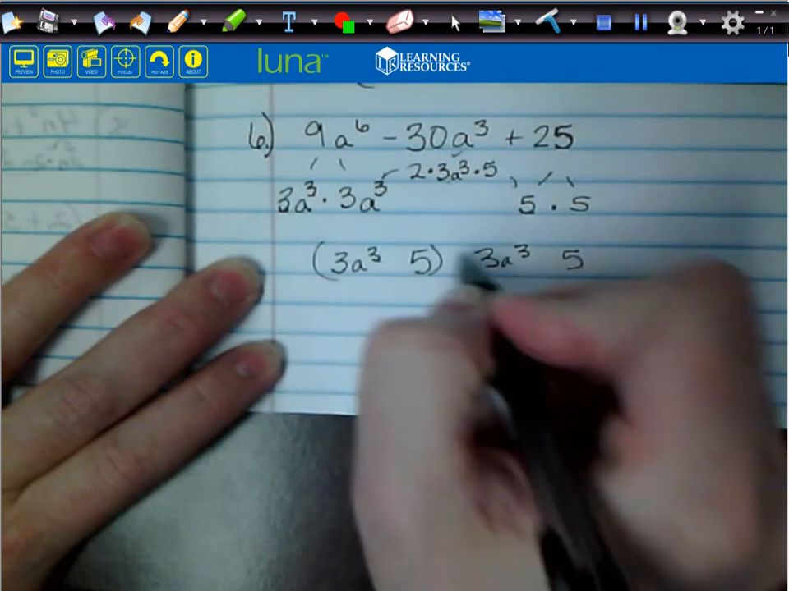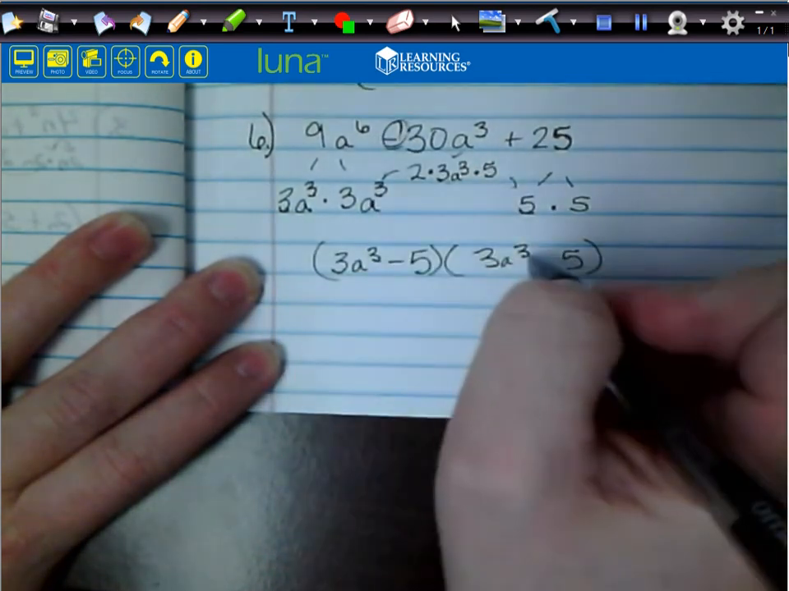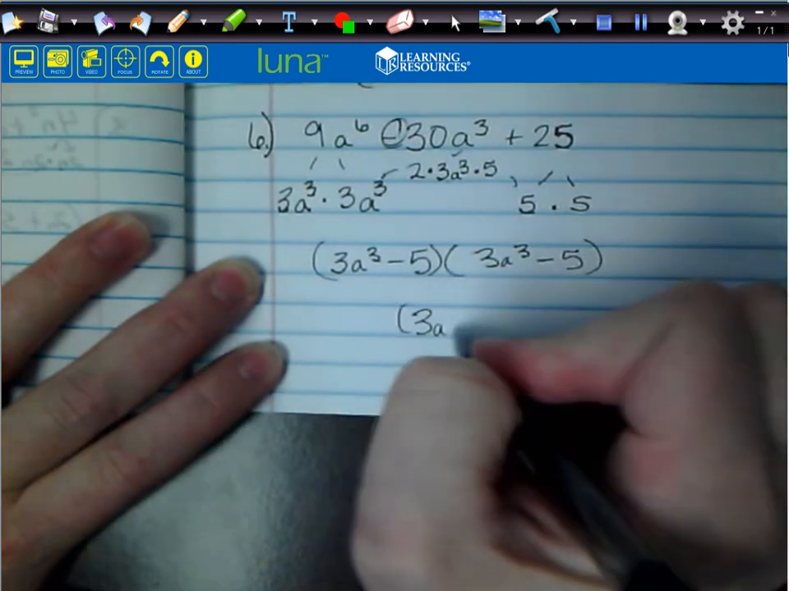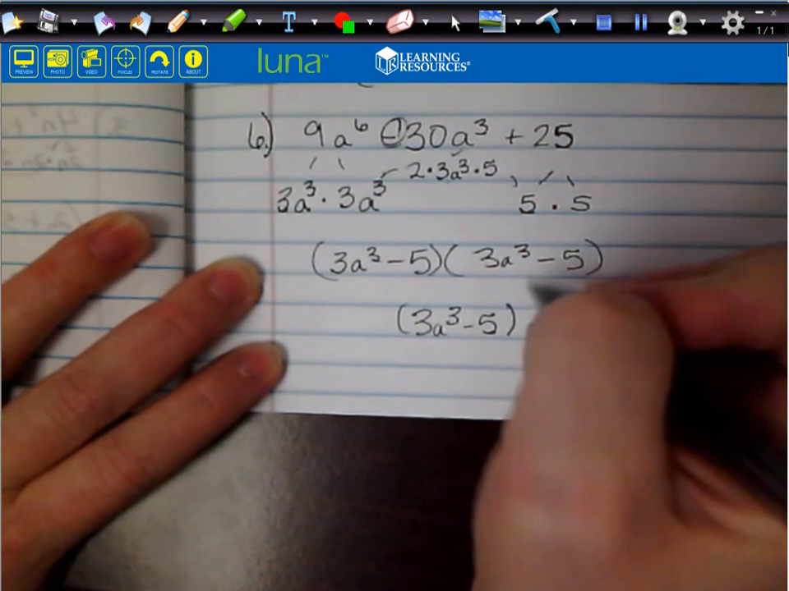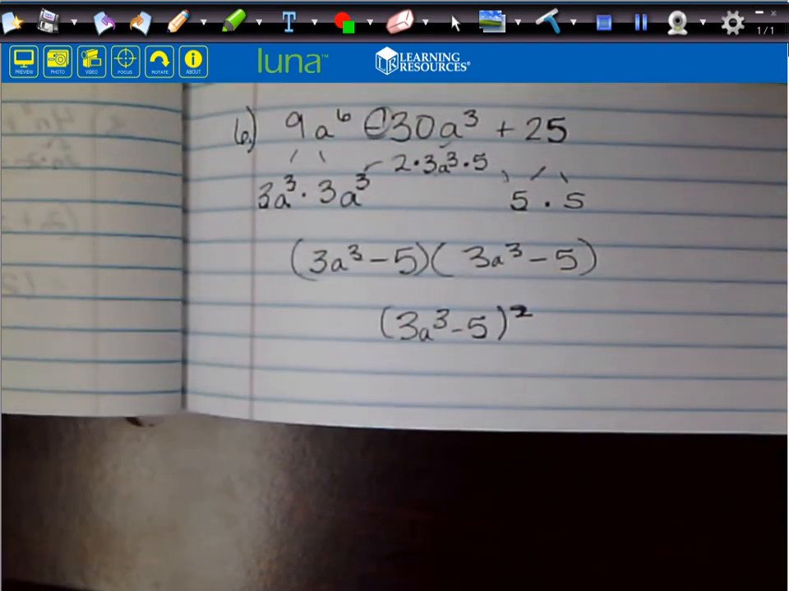I'm going to draw my parentheses. And then I'm going to look at my sign here. It's negative. So it's going to be a minus in both sets. And it could also be written as 3a to the 3rd minus 5 squared. So make sure that you have that down before you move on.